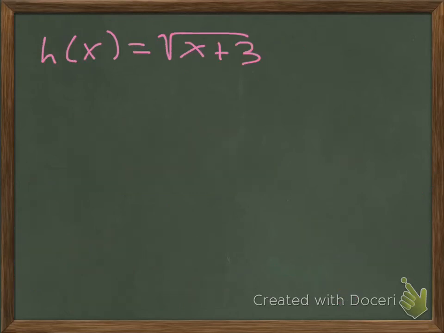This one is going to be a little bit different still. This one has the plus 3 underneath the square root symbol. So that's going to be not translated up or down. It's going to be translated to the left or right. So we'll see which direction here that is.